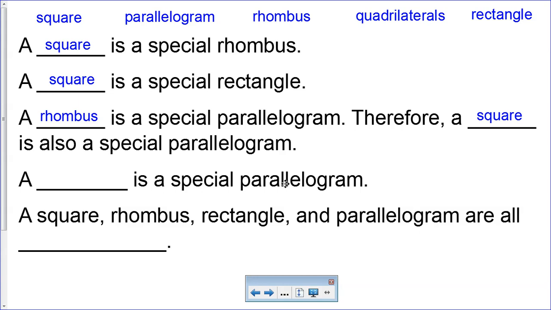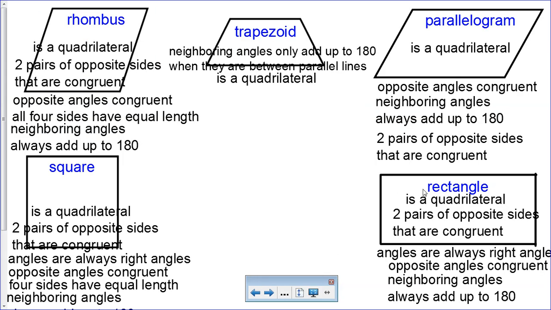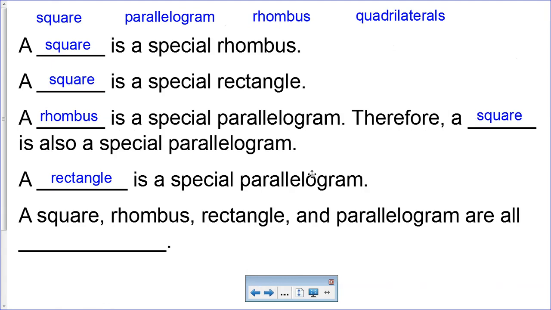And you know what else is a special parallelogram? A rectangle. And the reason for that is this. If we take a look here, we have two sides that are opposite each other that are congruent, two sides opposite each other that are congruent here. The catch for a rectangle is that all of the angles are 90 degrees. Up here in the parallelogram, these angles are not right angles. And finally, all of these shapes, a square, a rhombus, a rectangle, and a parallelogram, are all quadrilaterals.